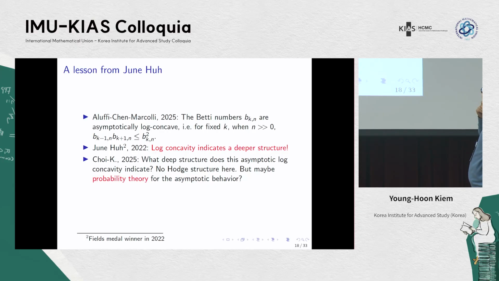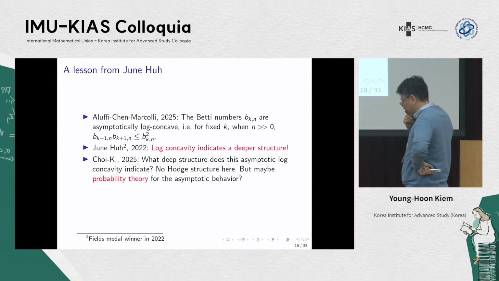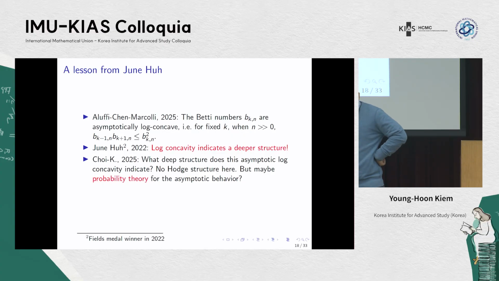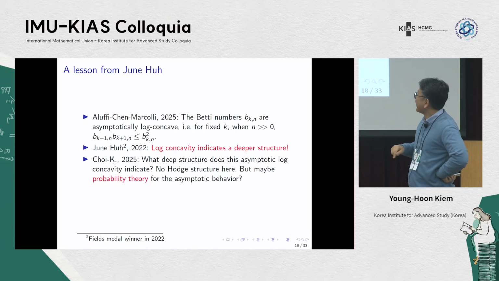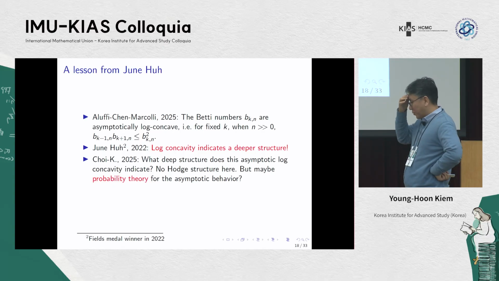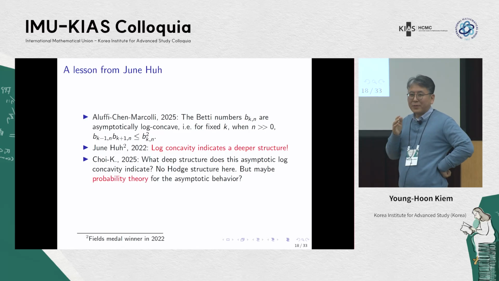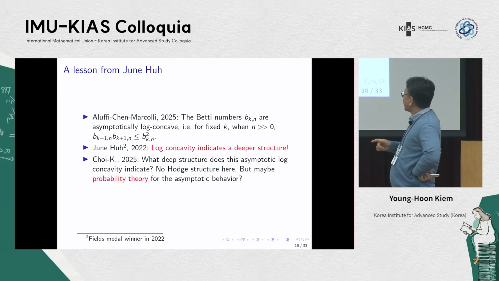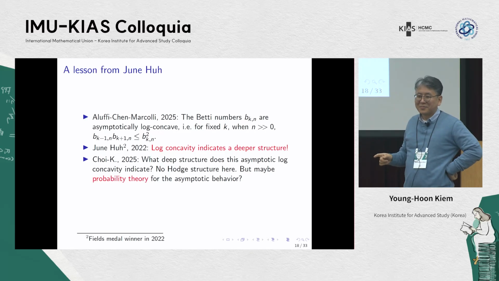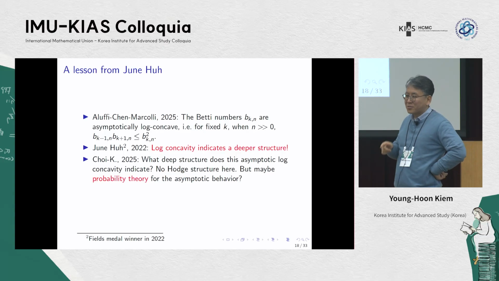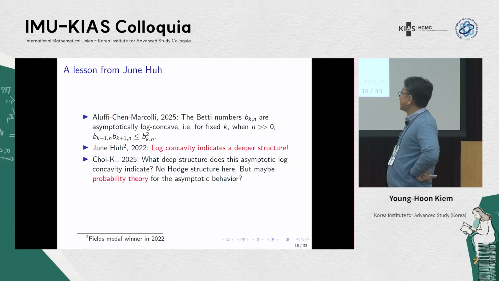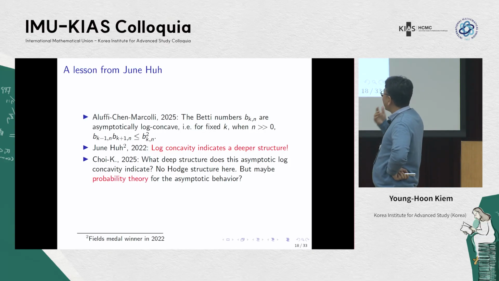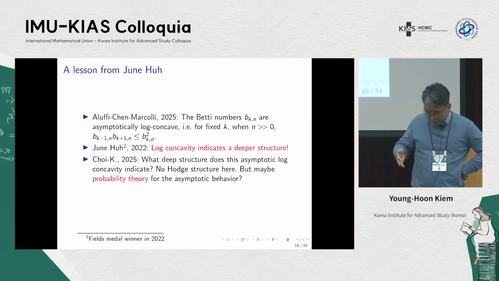Okay, so we came across this paper and we thought about this paper for some time. And then we remembered Junhee Ha's lecture in 2022, ICM. He said the following: log concavity is very important because it indicates a deeper structure. In his case, it was Hodge structure, and he found Hodge structures in many interesting places, like matroids, and that led to his remarkable discoveries.